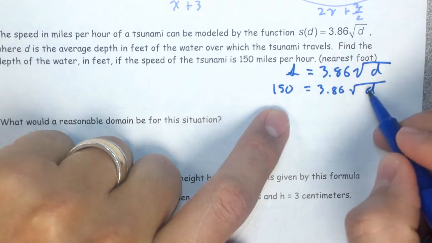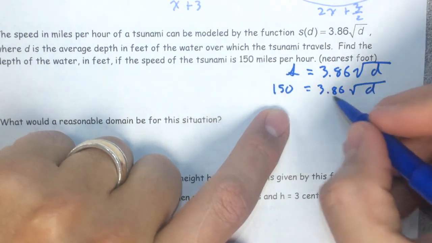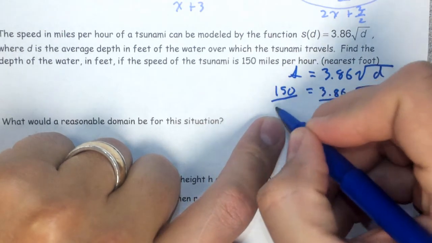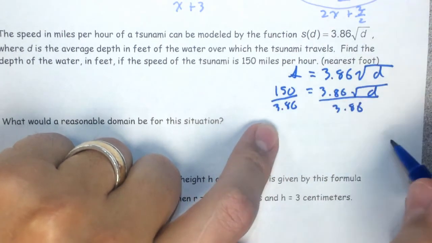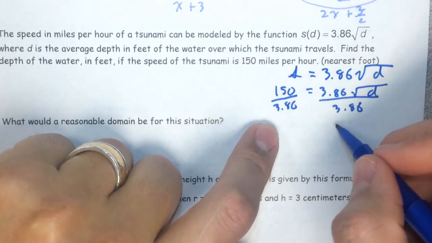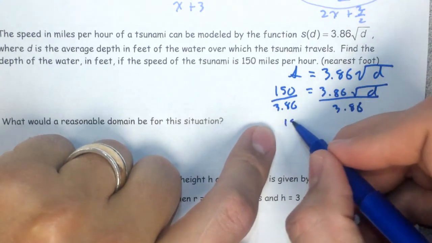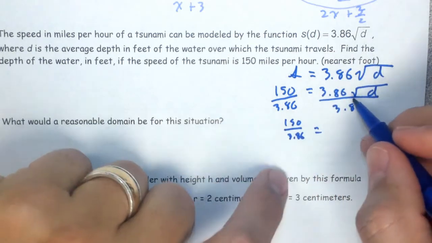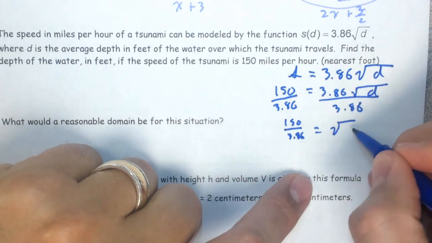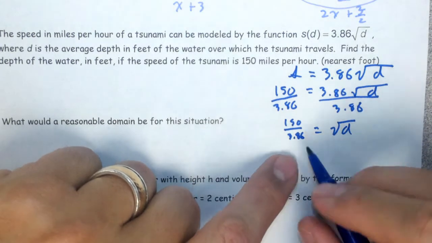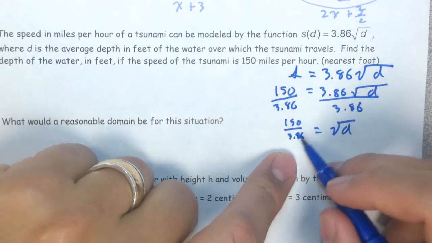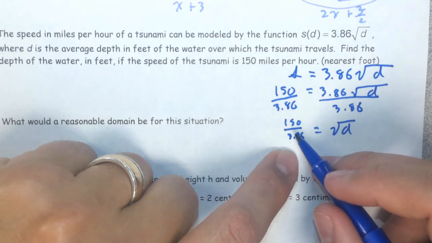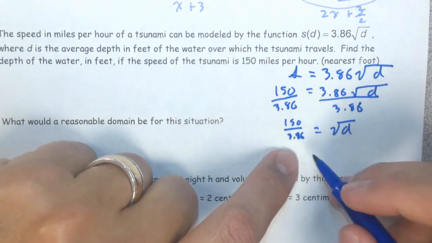Now I have to isolate the square root. To isolate the square root, I divide by 3.86. Once I divide by that, I get 150 over 3.86, and that gets me the square root of D. And I'm leaving this like this because I don't really feel like writing a long decimal out, so I'm just going to leave it like this until I'm done.